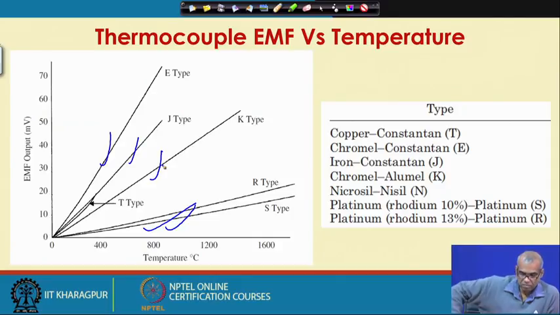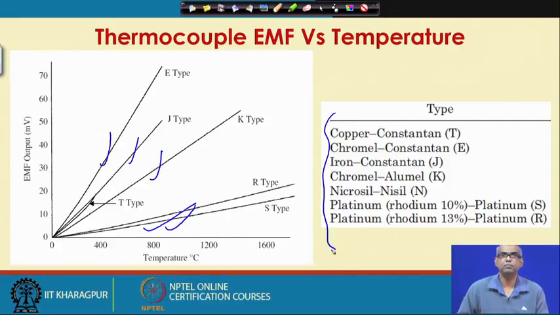So, this is a schematic representation of variation of EMF output in millivolt with respect to temperature expressed in degree Celsius for different types of thermocouples.